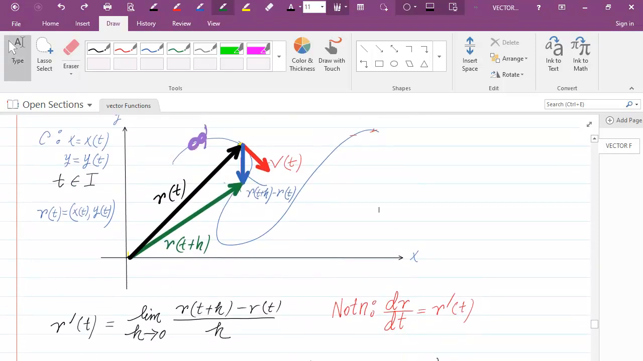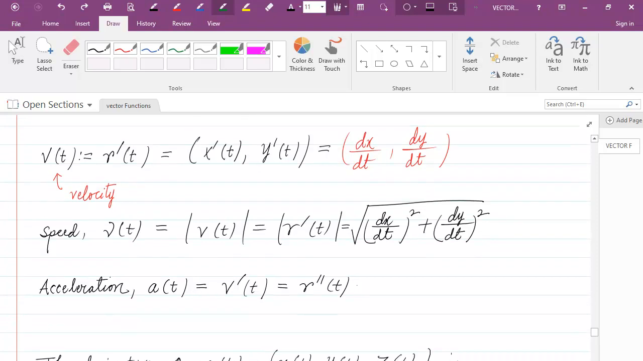Another thing that I want to mention is that in my discussion here, I took a curve in the two space, but our discussion applies to curves in any other dimension, in particular to curves in the three space.